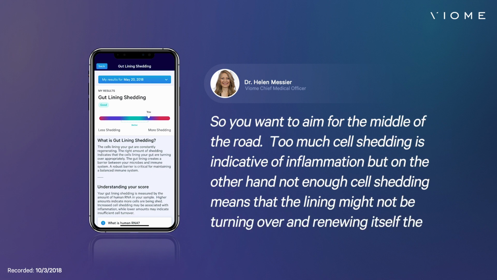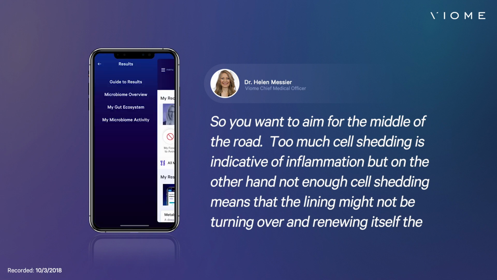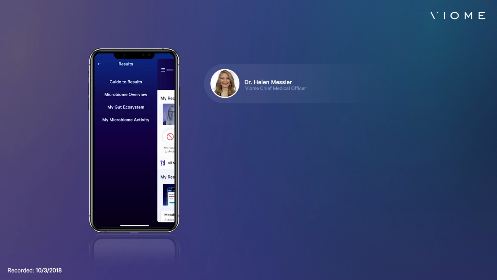Too much cell shedding is indicative of inflammation. But on the other hand, not enough cell shedding means that the lining might not be turning over and renewing itself the way that it should.